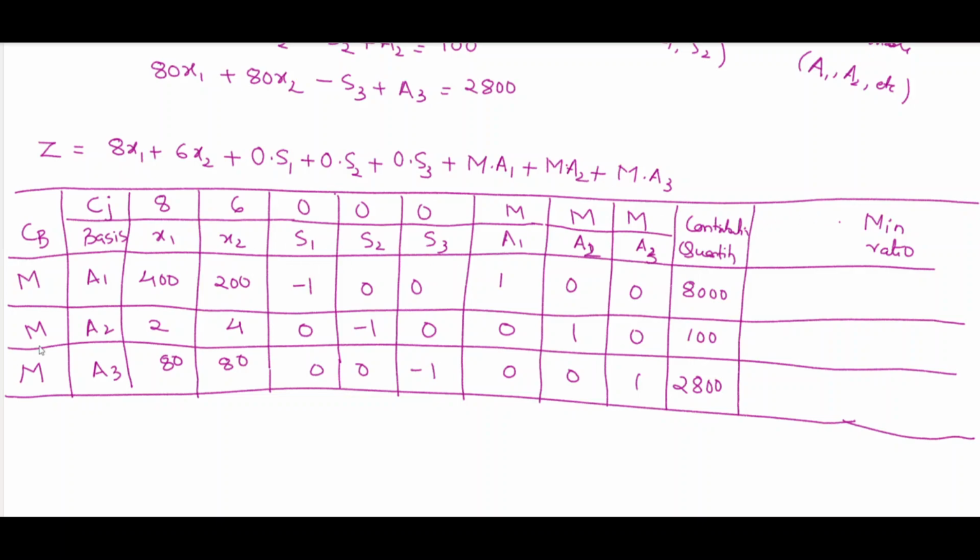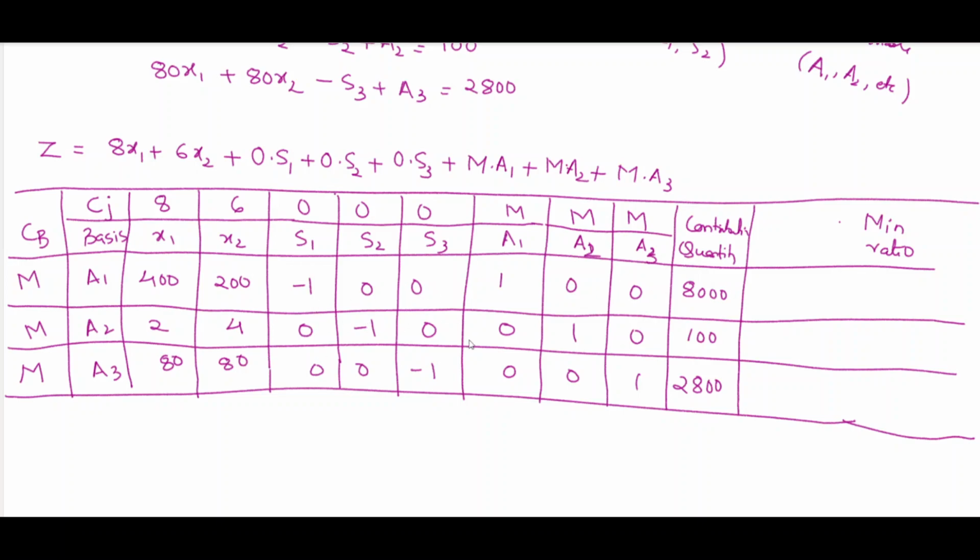Then you can see the first column is the coefficient of the current basic variable. Current basic variables are your slack variables, or artificial variables in a minimization problem. And the second column is your basic variables. Then this is the body matrix. This is your x1, x2, or x3 if it would have been there. 400, 200, 2, 4, 80, 80, this is the body matrix.